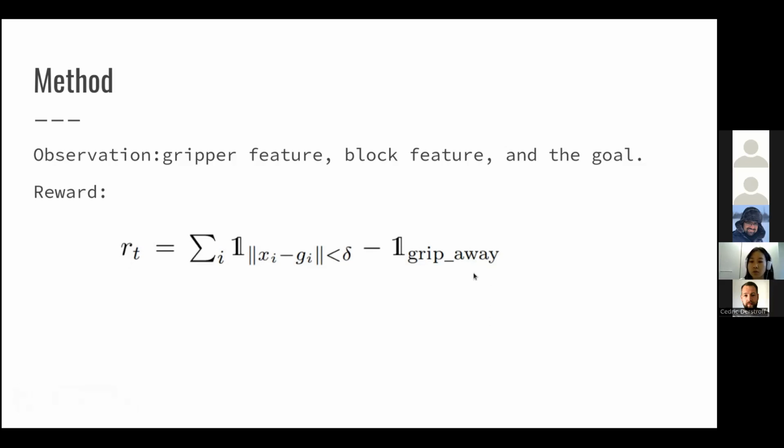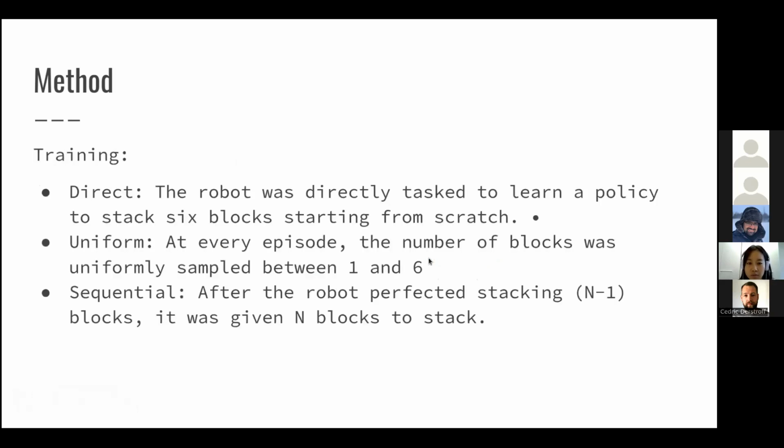But there are also some bugs. So the second part is for debugging this method, because sometimes the gripper just holds the block and does not put it into the goal position. So they need to add this part to debug this problem.